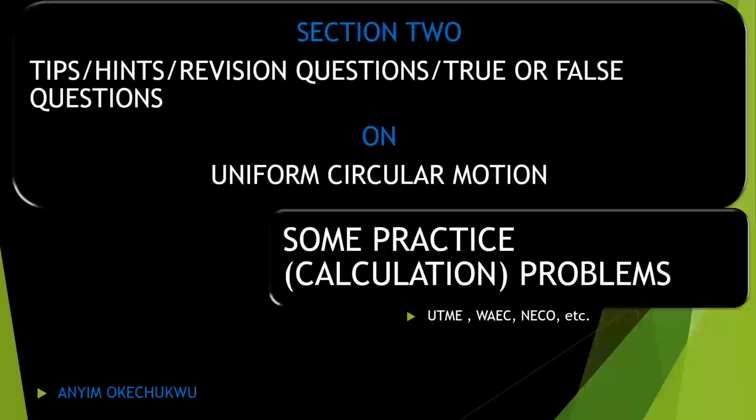This is section 2, some practice calculation problems. So the first question: an object undergoing uniform circular motion has constant uniform velocity. What's the answer? The answer is force.